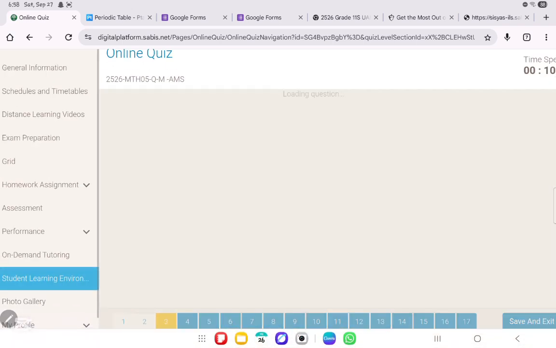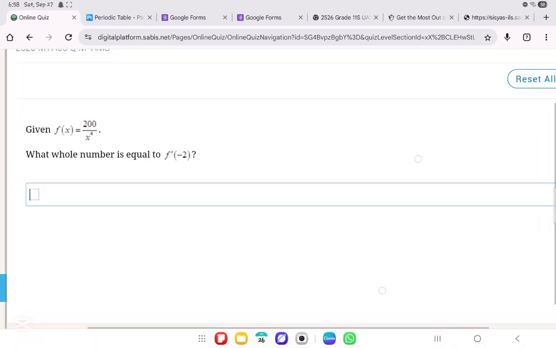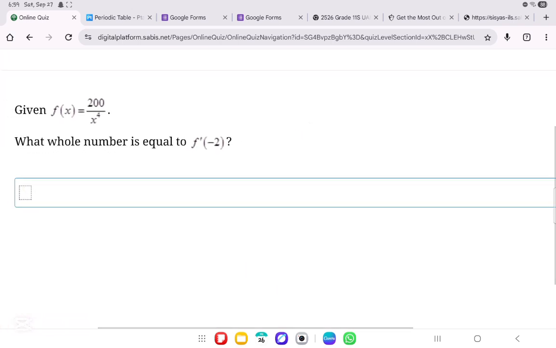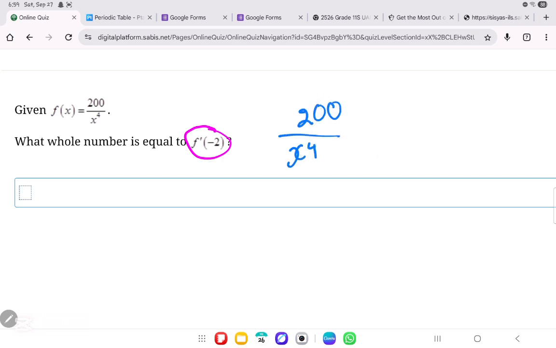We'll now move on to question number 3. What does it say in question number 3? Again, what whole number is equal to f prime of minus 2? So we'll need to find the derivative and substitute minus 2 in it. Okay, so 200 over x to the power of 4. We said when there is a whole number, we do not take the derivative.